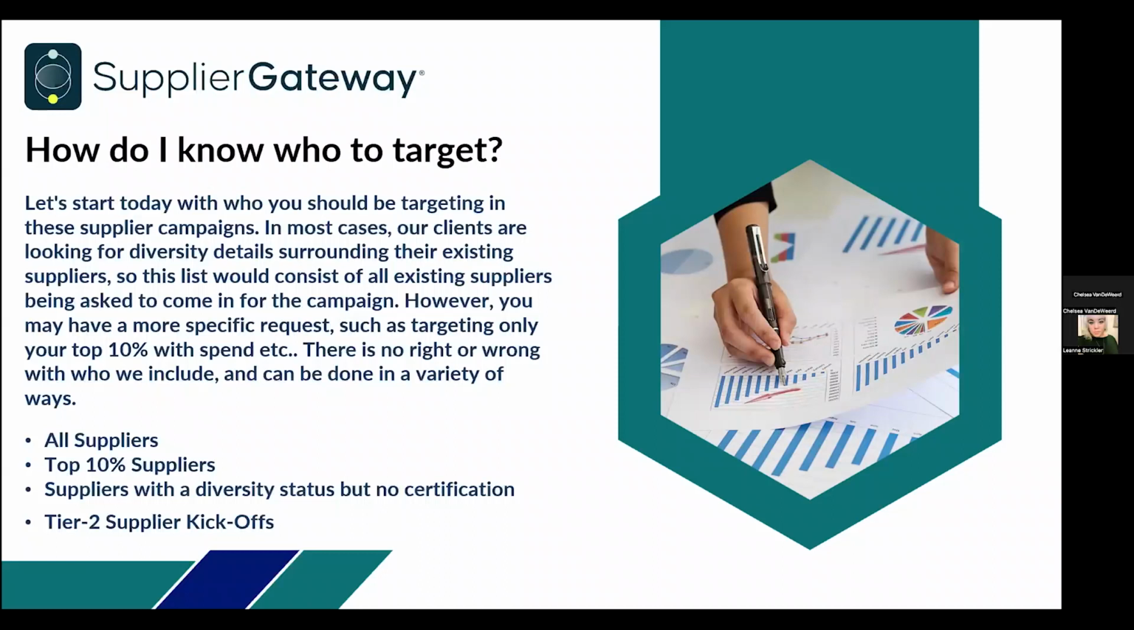Next, let's review how long you can and should run your campaign for. We recommend that initial campaigns run weekly for the first 4 weeks. This shows the suppliers that this is a compliance request that needs to be completed. Our campaign tool allows us to set the frequency before sending out the campaign so that there's no manual reminders needed from you or from us at the Supplier Gateway team.